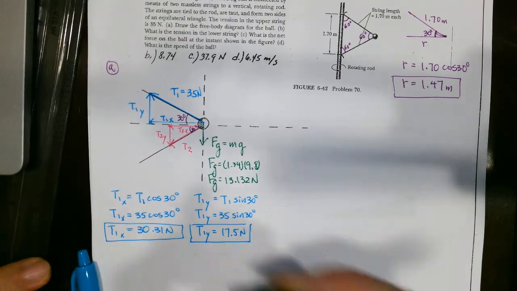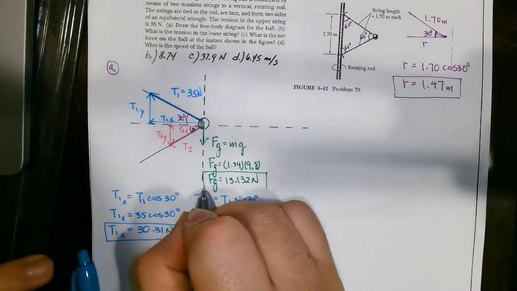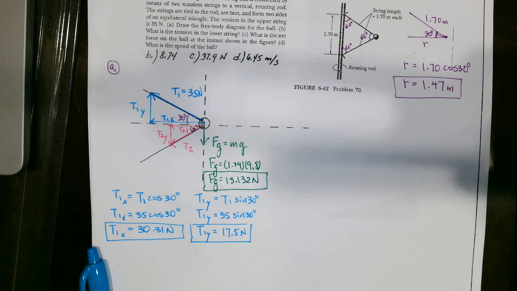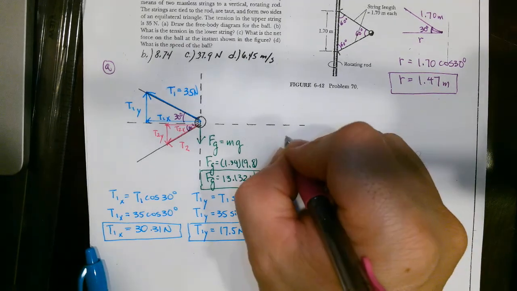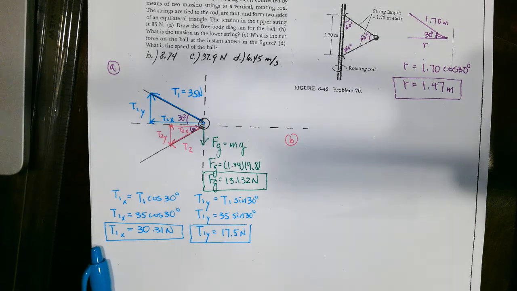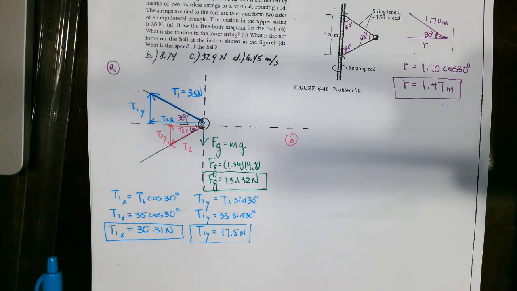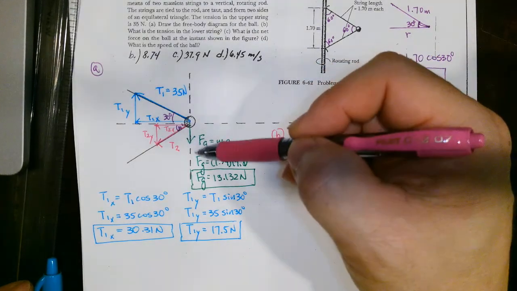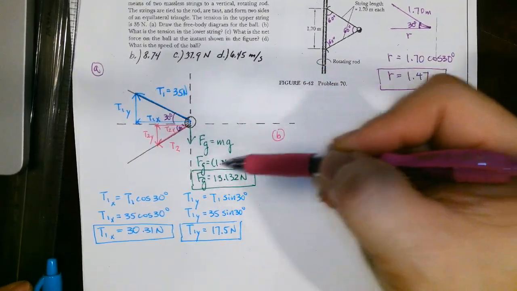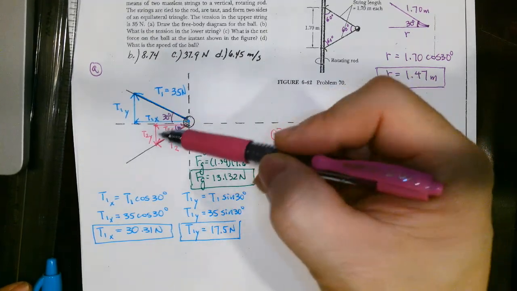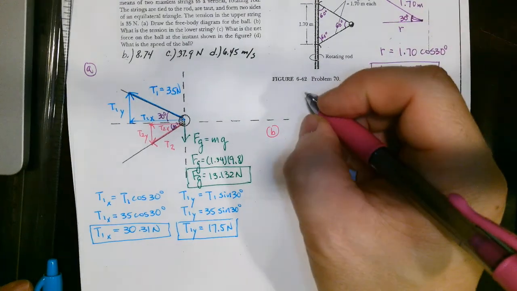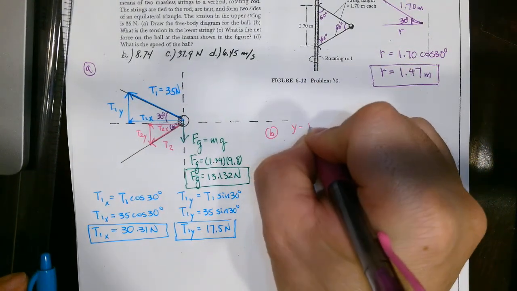All right, that looks like a lot of stuff. We cannot figure out T2 yet, but that's what they want us to figure out next. All right, then, let's do part B. Part B asks, what is the tension in the lower string? Well, vertically we have this figured out, and this figured out, and this is the only one we don't know. So if we work vertically, I think it may work out. So let's take a look at the y direction.